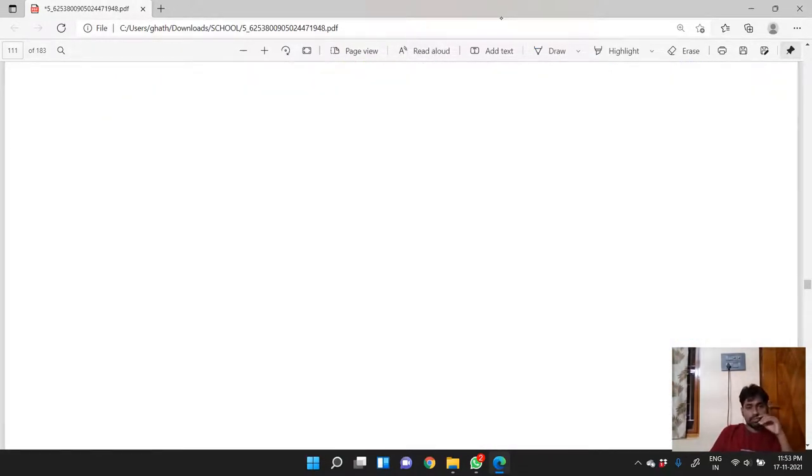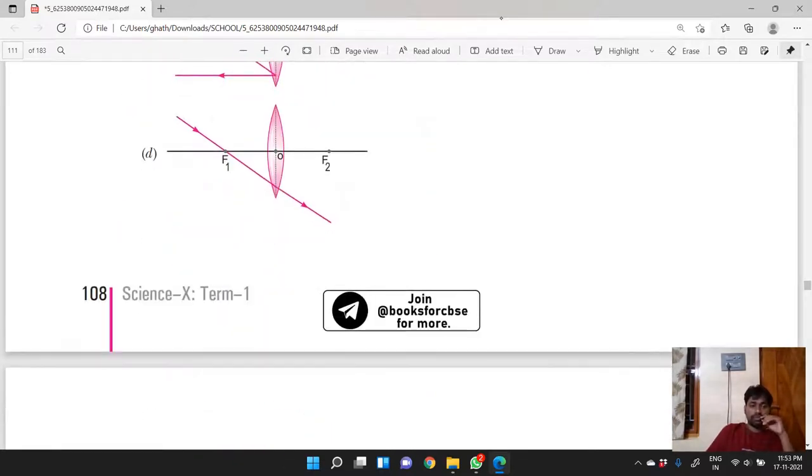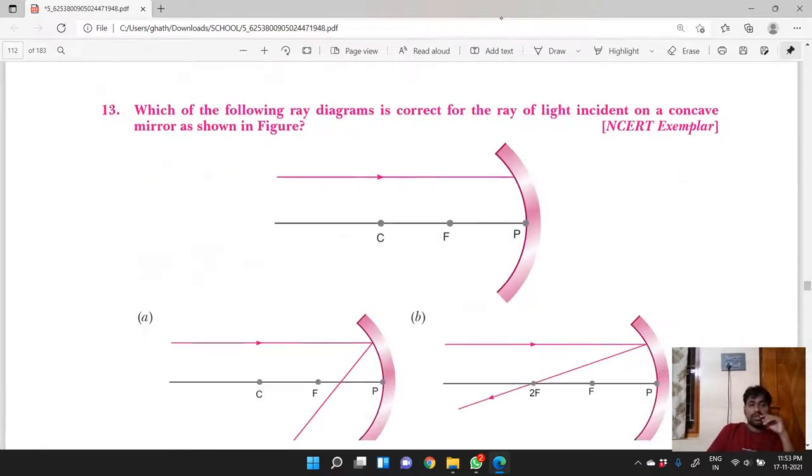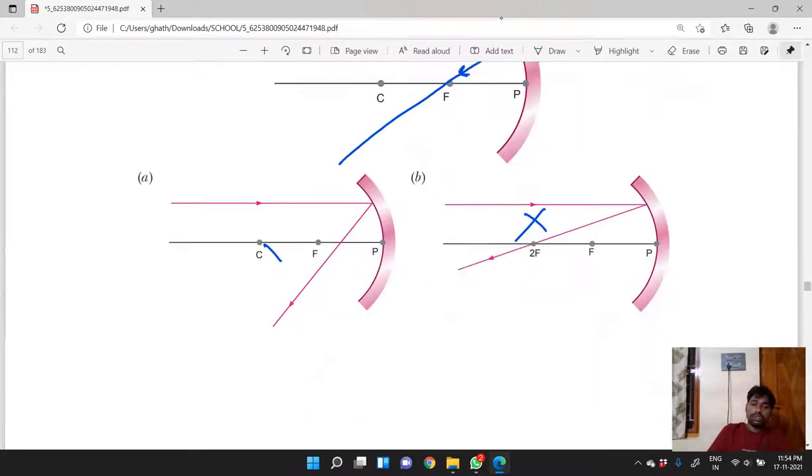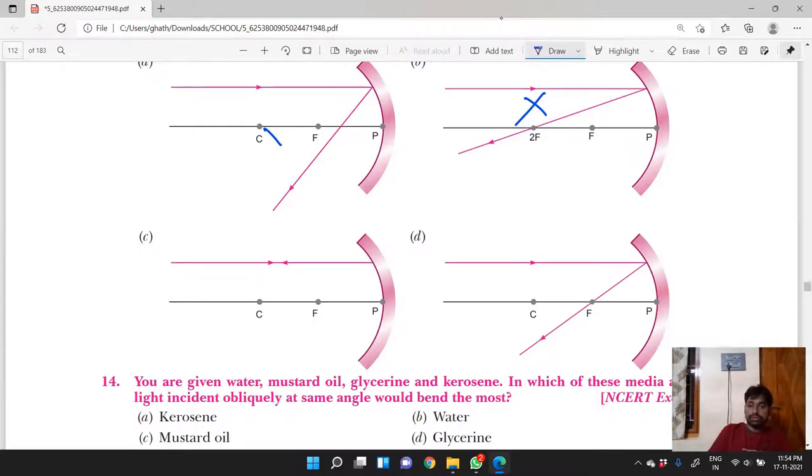Next, which of the following diagrams is correct for the ray of light incident on a concave mirror? It is very simple. A ray of light parallel to the principal axis, after reflection, passes through the focus. So this one is wrong, it is not going through the focus. This one is also wrong, it is going through the center of curvature. So this is the correct answer.